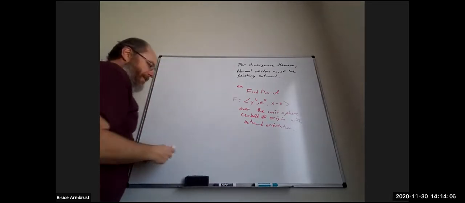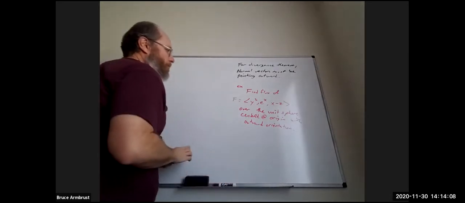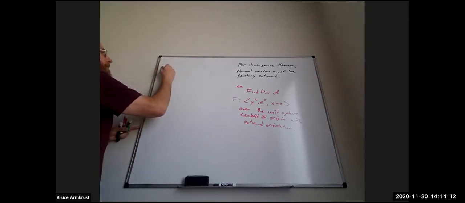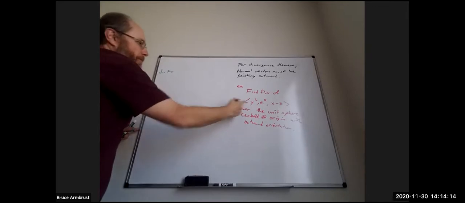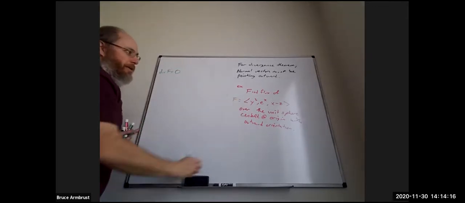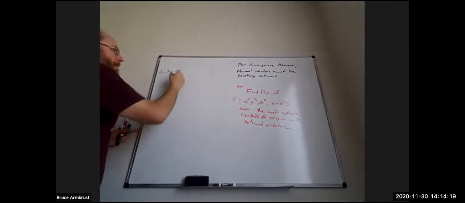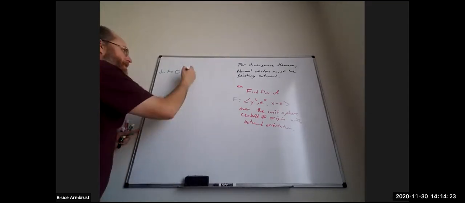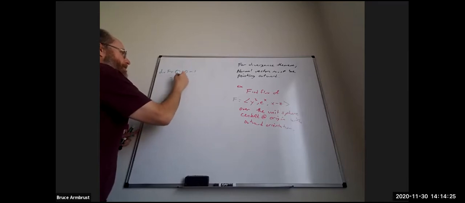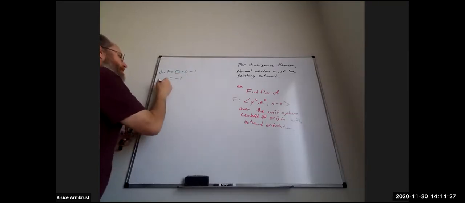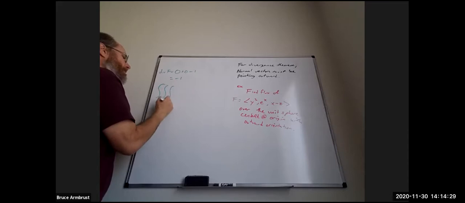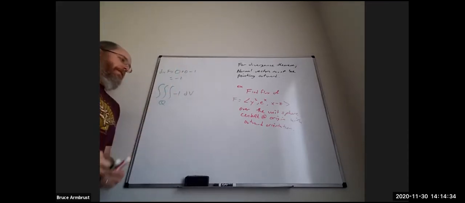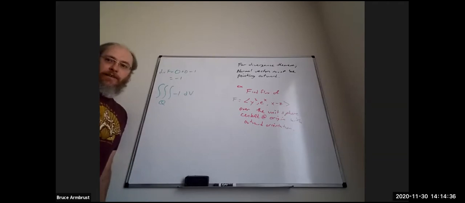So we're going to start by getting the divergence of F. Okay, so divergence of F. Partial of the first one with respect to x, 0. Partial of the second one with respect to y, 0. Partial of the third one with respect to z, -1. So by the divergence theorem, we're going to be integrating -1 dV.